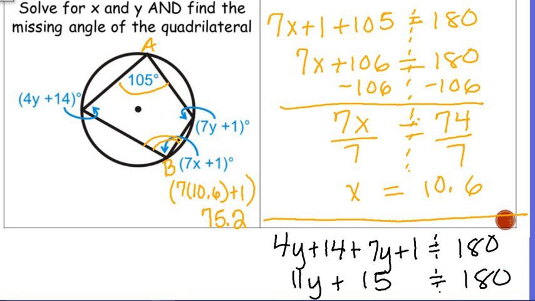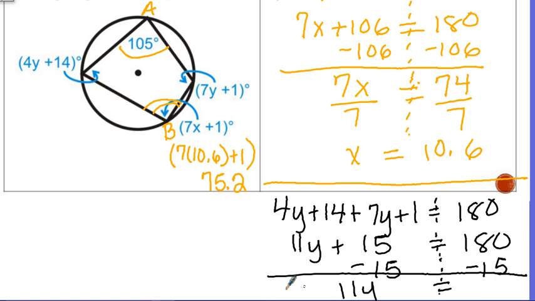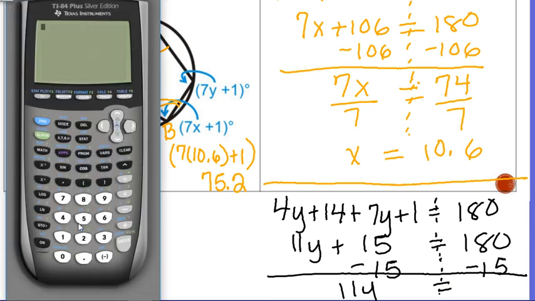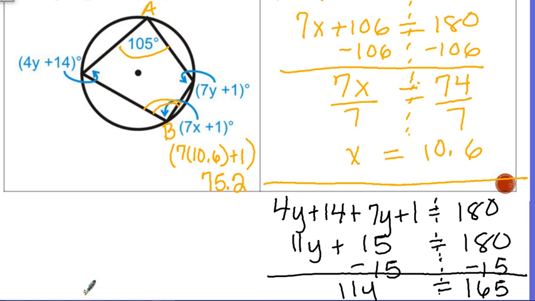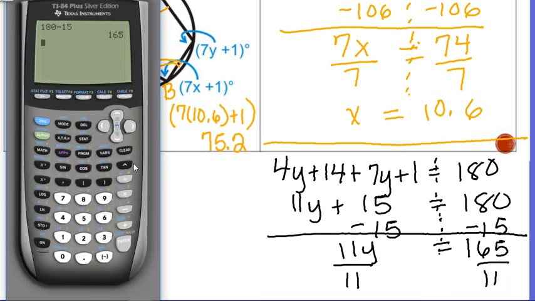So now what we're going to do here is constants belong on the right side of the line, and the variables belong on the left. So 11y equals 180 minus 15. That's 165, and then we're going to divide this by 11. Divide by 11. So here y equals 15.